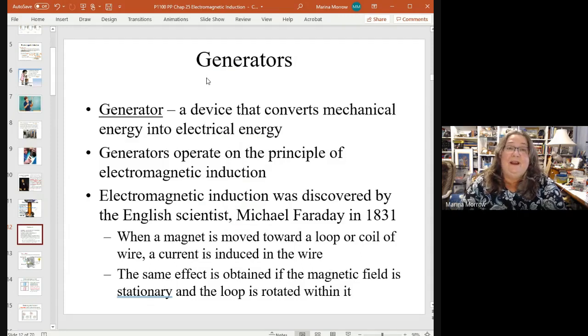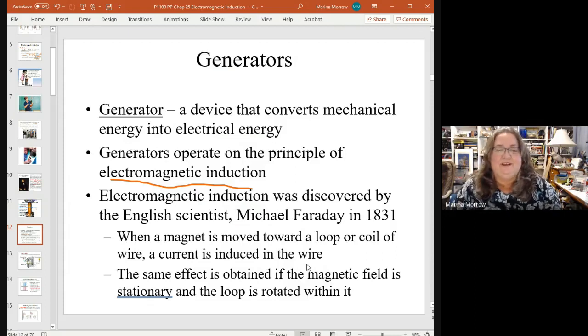So, when we were playing with Faraday's law, we were creating electricity that qualified as generation. So most generators operate on the principle of electromagnetic induction. And so we just have to have a magnet moving toward or in a coil of wire, and we get current and voltage. Now, we also sometimes, if we just keep the magnetic field stationary, we can rotate the loop.